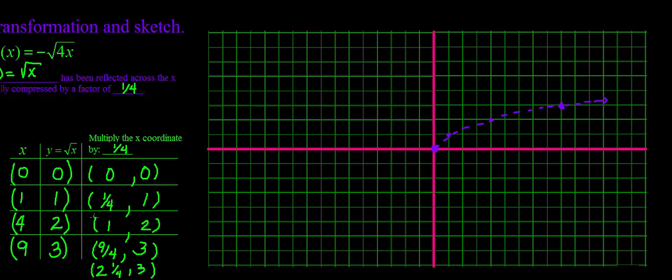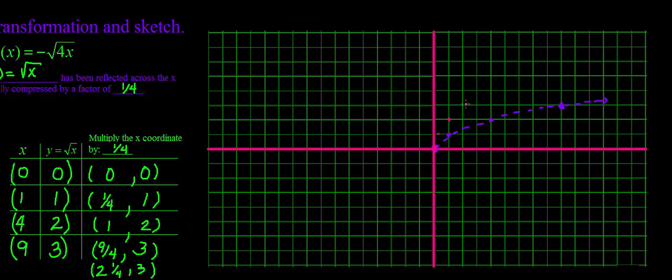And now I'm going to sketch this compression. So for this compression, I'm going to sketch (0, 0). I still have that origin. (1/4, 1). That means go 1/4 of the way to the right and then up 1. So about here. (1, 2), go over 1, up 2, right there. (2 and 1/4, 3). So go over 2 and a little bit more and go up 3.